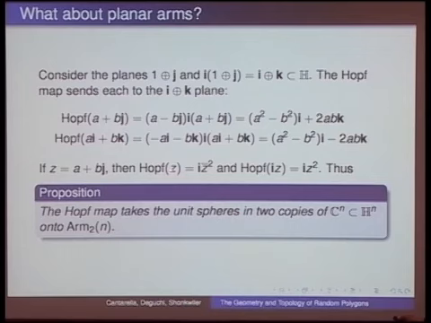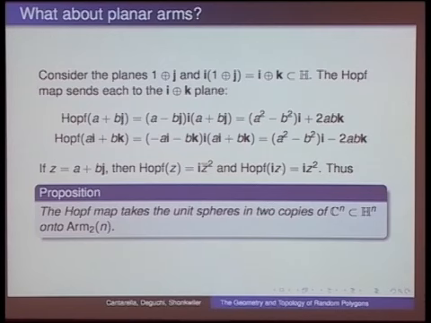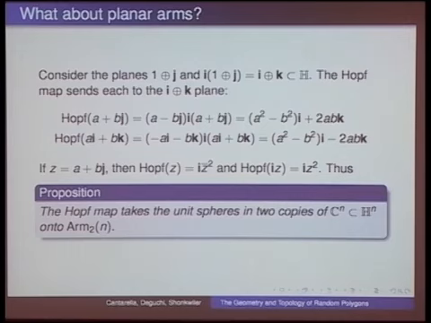So we'll say that if I write the complex number a plus bj, then Hopf of that complex number is actually just i times the square of z bar, the conjugate. And Hopf of i times the complex number, that's in the ik plane, is just i z squared. So when you restrict to these complex planes, the Hopf map is just squaring the complex number. When you work in quaternions, the Hopf map is this more complicated thing I gave a slide ago.